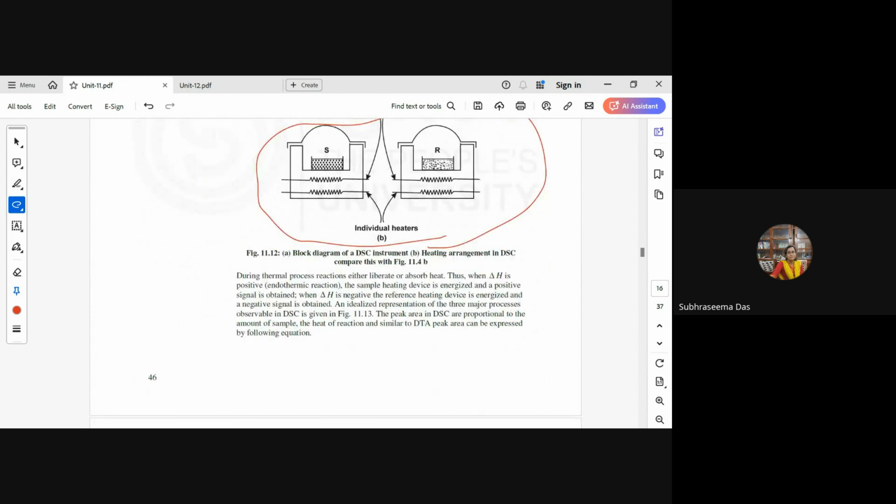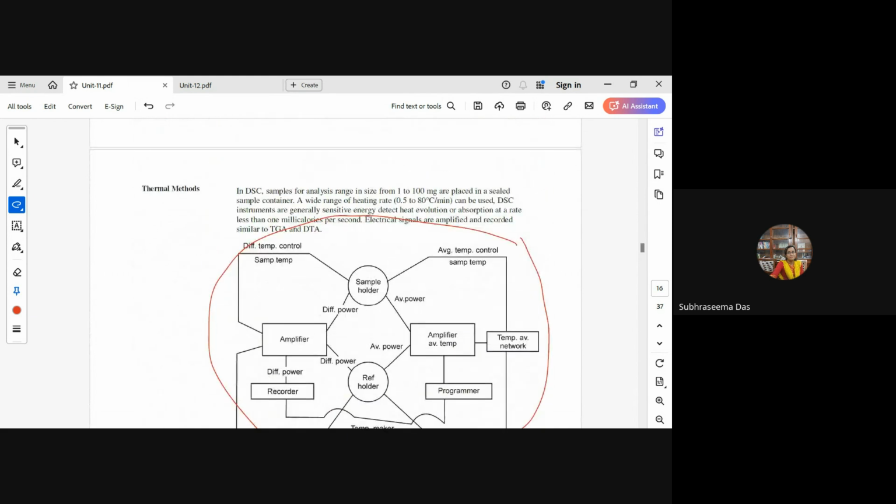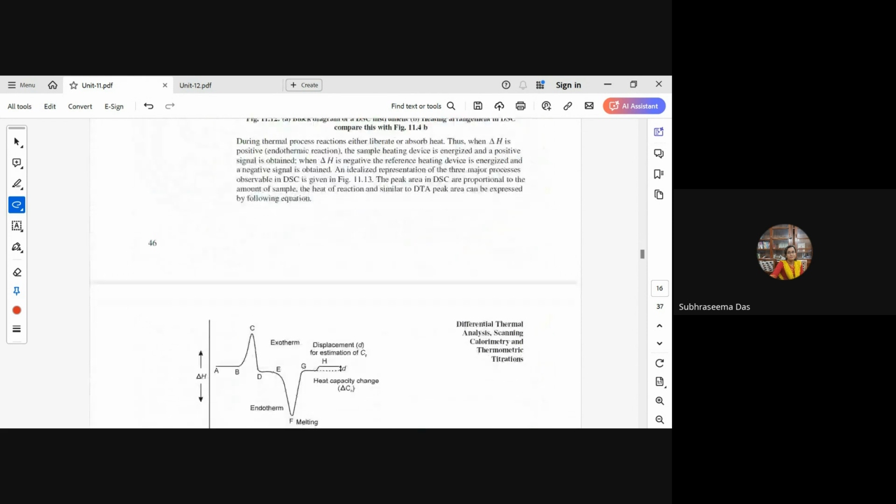Now during the thermal process, in DSC the samples mostly range from 1 to 100 mg. They are placed in sealed sample containers. The heating rate can mostly be from 0.5 to 80 degrees centigrade. DSC instruments are generally very sensitive and detect heat evolution or absorption at a rate of less than 1 millicalorie per second. Here the electrical signals are amplified and recorded, similarly to TGA and DTA.